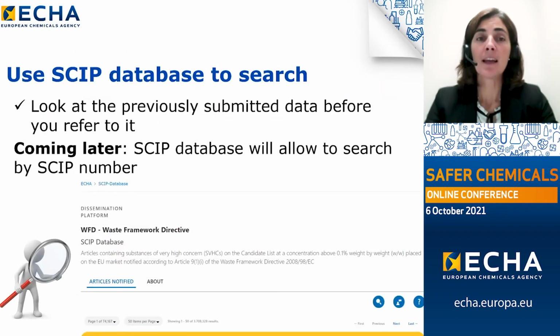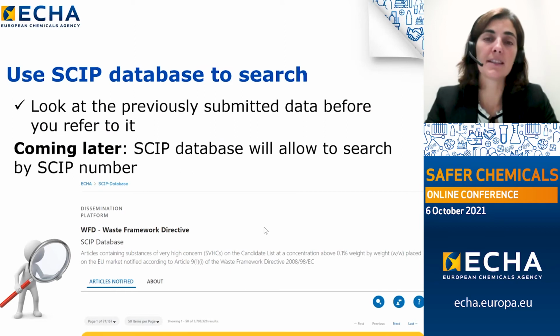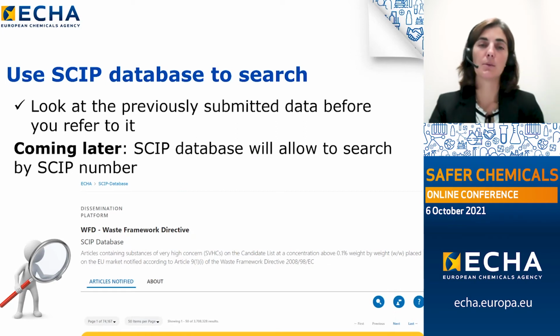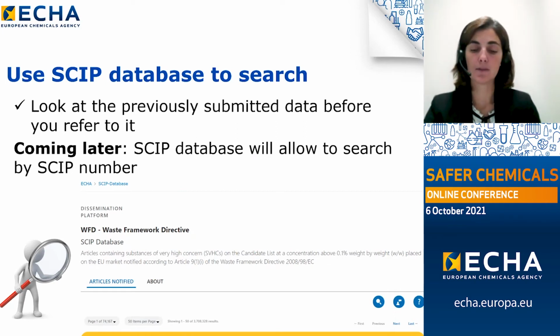Recently we have started to disseminate the data that we are receiving. So you can start to look at the data that is there, that was previously submitted and that you may refer to. So you can look at the data before you refer to it. I would also like to inform you that we are developing a new feature for the SCIP database that will allow searching by SCIP number. So it will be easier to find the notifications there.